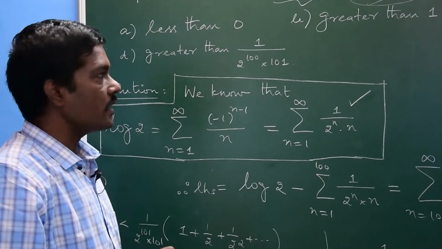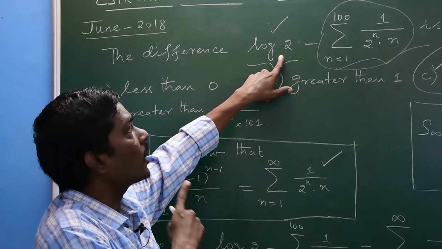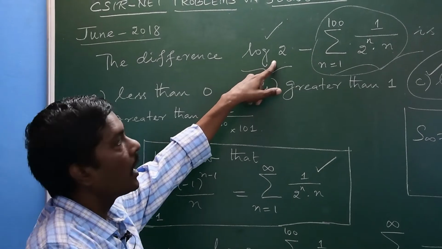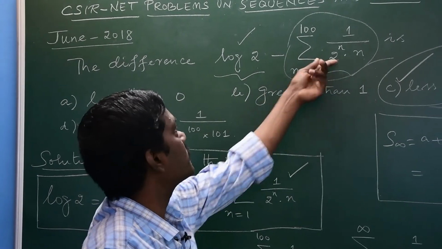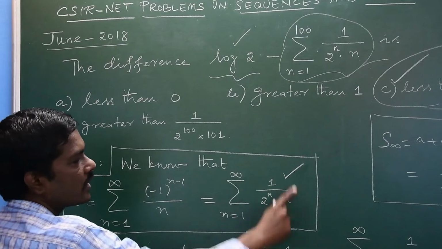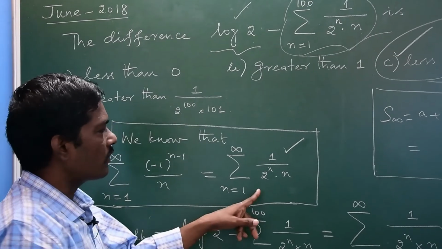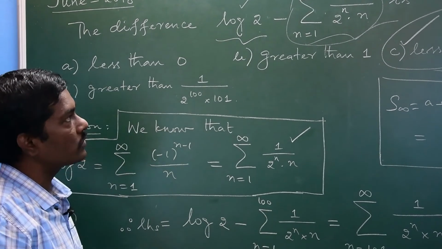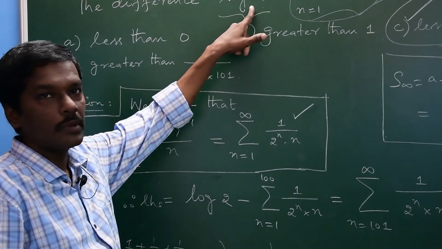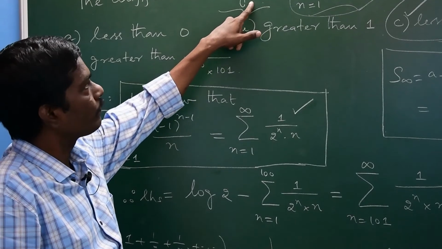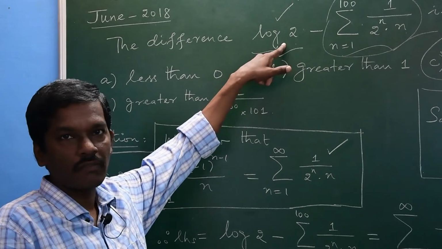So the idea here is that log 2 gives us the clue. Log 2 has several series representations. The second term in the difference makes us consider this infinite series representation. That is the clue. And in a subsequent video we will see the different expansions of log 2. We will be putting up a video on the different infinite series representations of log 2.